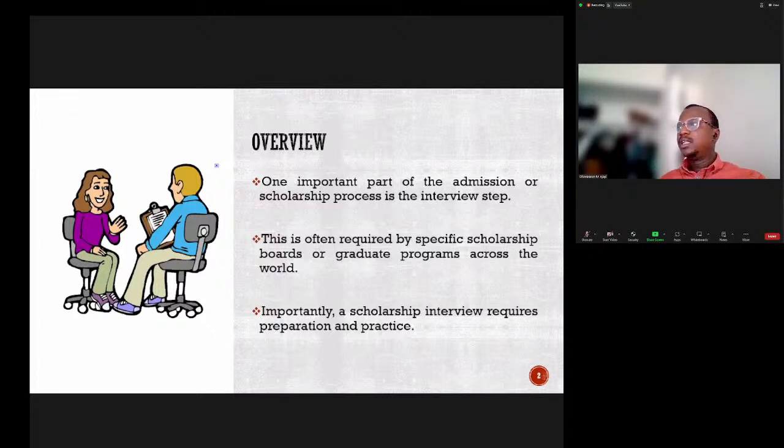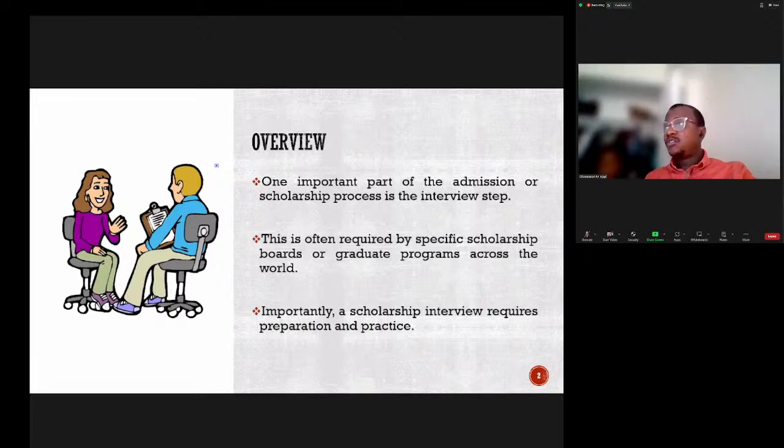And importantly, a scholarship interview requires preparation and practice. You need to actually prepare. You need to put in adequate preparation. You need to practice before you attend a scholarship interview. Don't just go there and believe that you can talk under inspiration. It doesn't work that way.